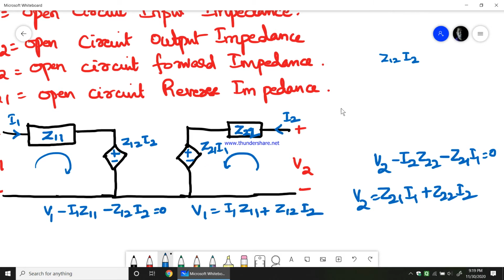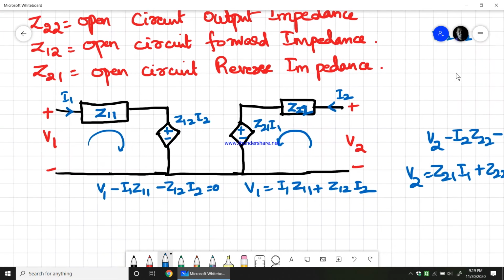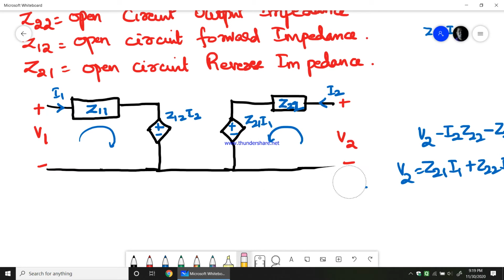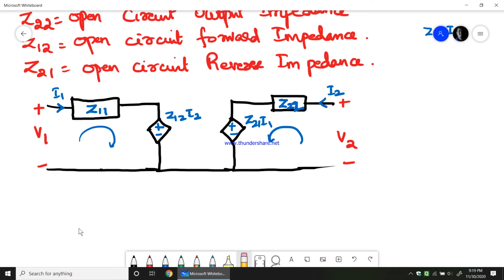Therefore, this is the network for Z parameters. Finally, this is the circuit that you write for Z parameters. Okay. So I hope you got how to write the circuit for Z parameters. Now we will analyze Y parameters. Okay. So let us go for Y parameters.